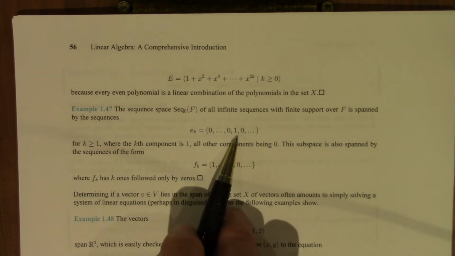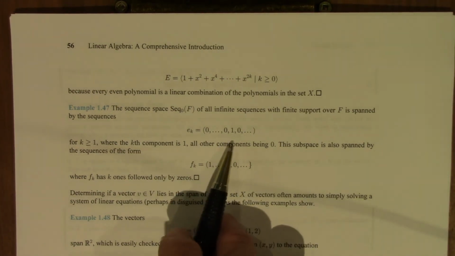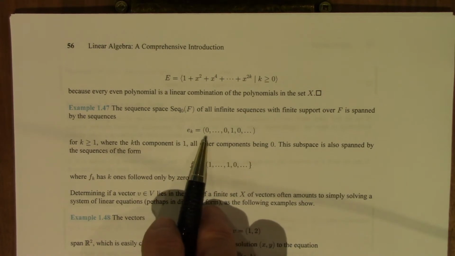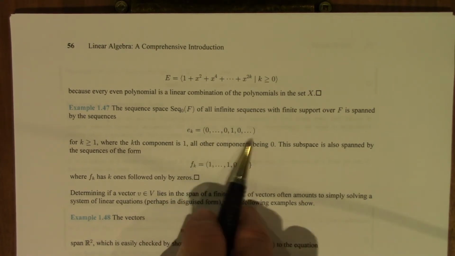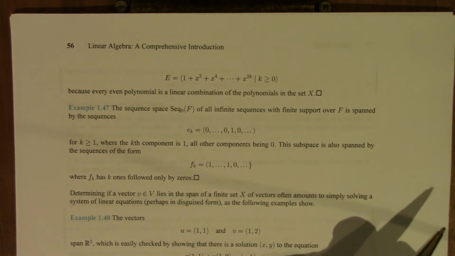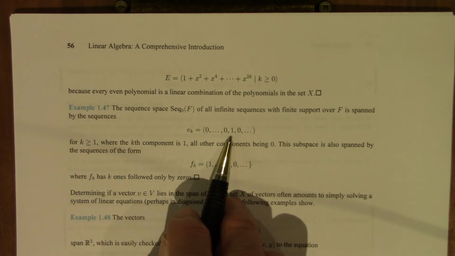Notice that this spanning set, for example, does not span the whole sequence space, only the subspace of sequences with finite support, because linear combinations are finite sums. And you can't take a finite sum of vectors like this and get a sequence that does not have finite support. For example, the sequence of all ones is not a linear combination of these sequences.